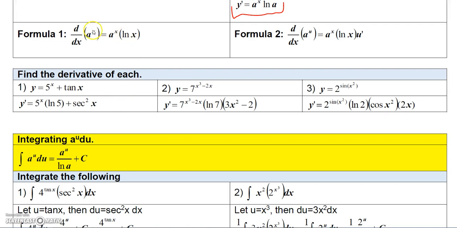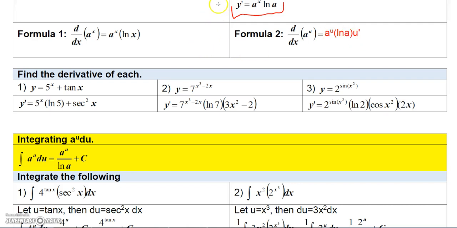Now, if this exponent is a function of x instead of x, then you have to apply this formula. So the derivative of a to the u, you would actually have three factors. You would have a to the u, then times the natural log of a, and then times u prime. The formula on screen got out of whack, so let me pause a minute and fix that. Okay, so I fixed it for you. The derivative of a to the u is a to the u times the natural log of a times u prime, where u prime is just the derivative of u with respect to x.